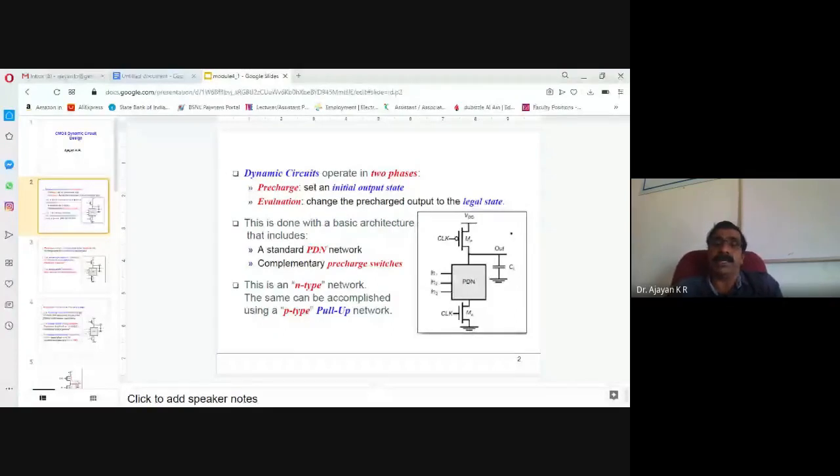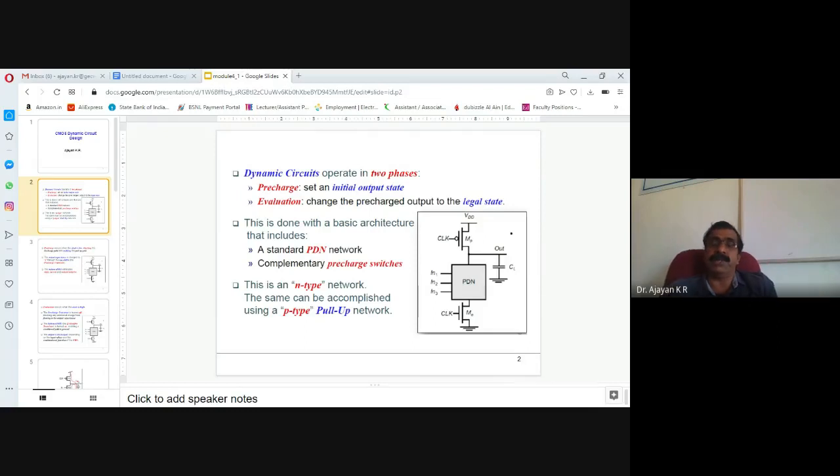The clock is high, so VG is VDD, source is grounded, so VS is 0. So VGS is VDD minus 0, that is VDD. So VGS is greater than VT, so M1 is on, or it acts as a short circuit. Now, whether it discharges or not depends upon the condition of the pull down network.